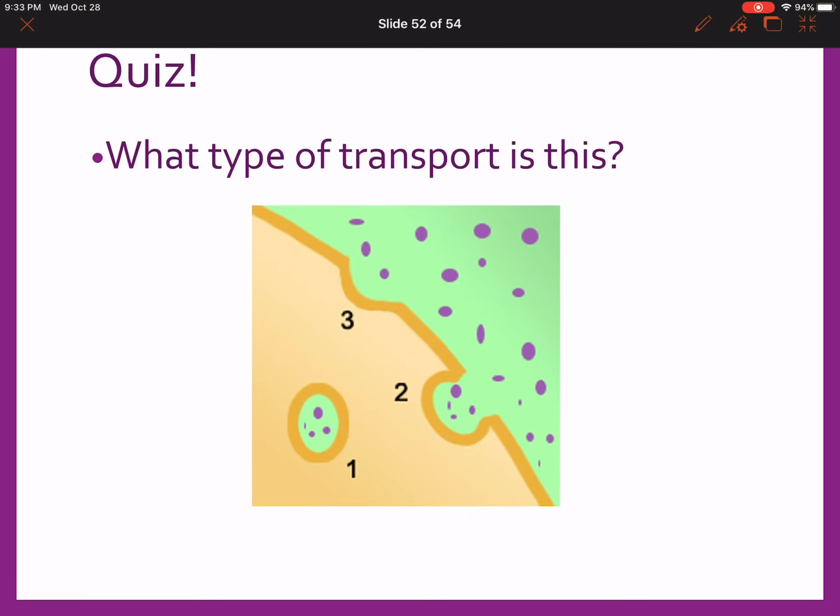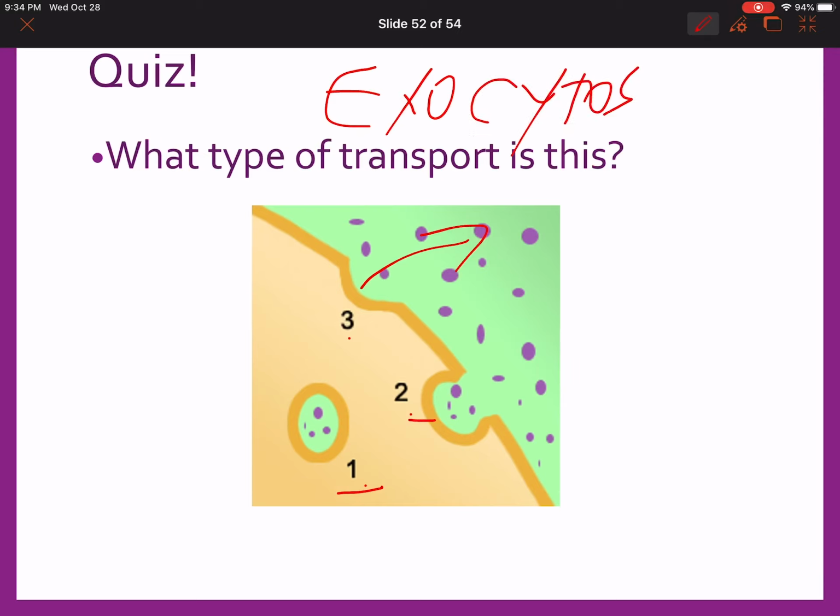Okay, one more. Let's see what we're doing here. So, look, they're numbered. 1, 2, 3. So 1 is in the cell, 2 is fused with the membrane, and 3 is we are out. Exo, because we're going out. Cytosis. Bulk transport happens in these vesicles, and this one is going out.